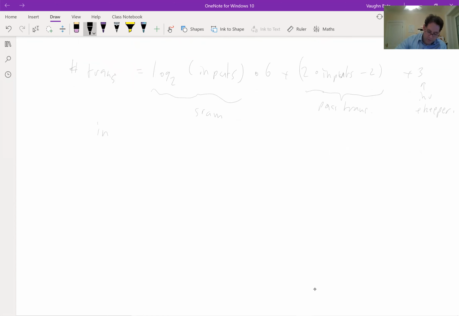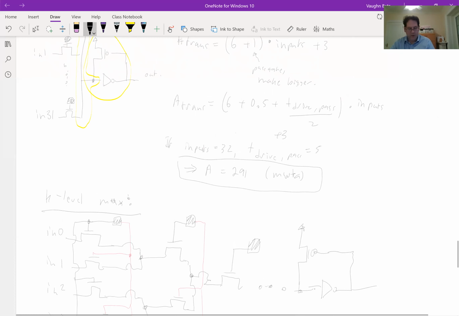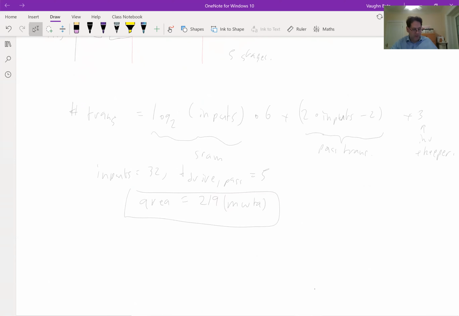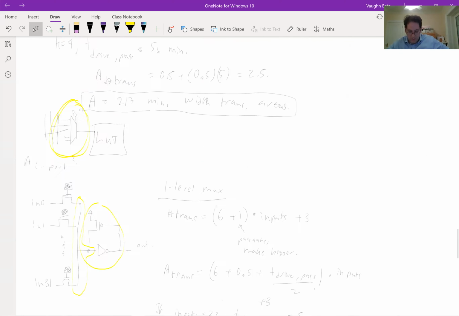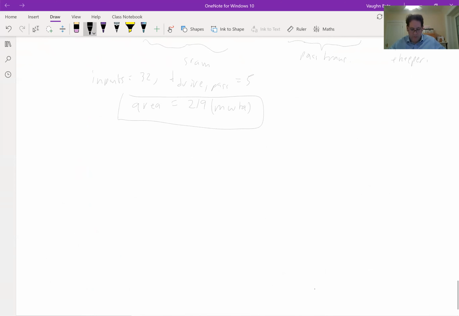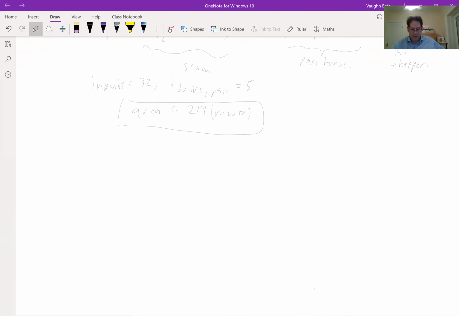If I plug in the same numbers I had before, so say inputs equals 32, and T drive, I'm going to make my pass transistors extra strong, so they're 5 times the minimum drive strength. I plug in my area model, plug in the number of transistors of each type. I get an area of 219, again, in these minimum width transistor areas. So that's actually quite a bit better. The area was 291 for one of these 32-to-1 muxes. It's now dropped to 219. So it's a lot better, but our lookup table way back up here, area LUT was 217. So it's now down to about the same size as the LUT, but it's still pretty big.